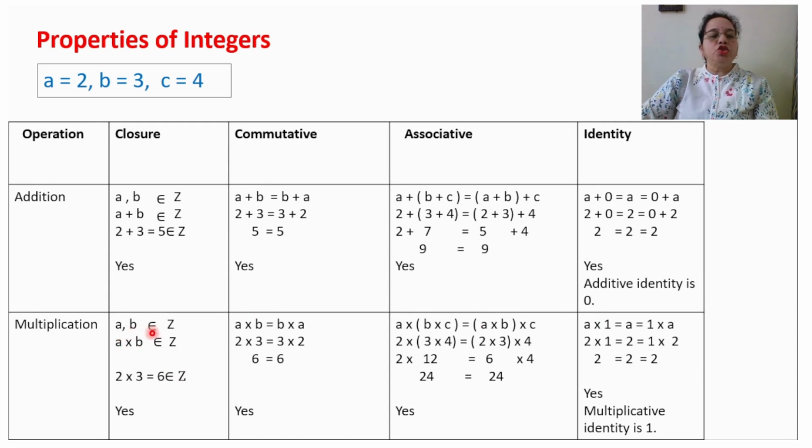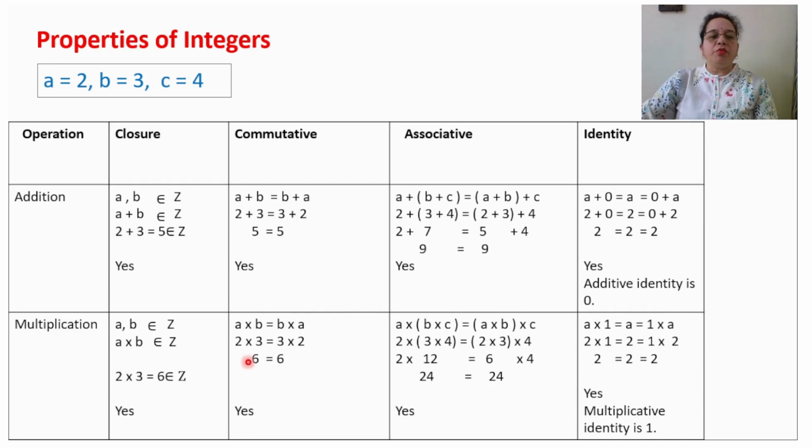So a and b, these two are integers, so their product will also be an integer. Substitute the value: 2 multiplied by 3 is equal to 6. 6 is also an integer. You can take negative values here also. So negative numbers also belong to integers. It means we can observe closure property in multiplication of integers.